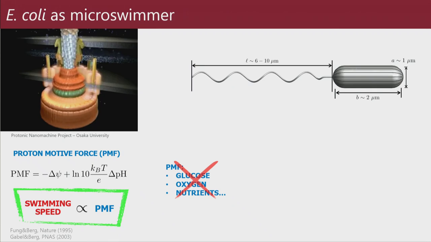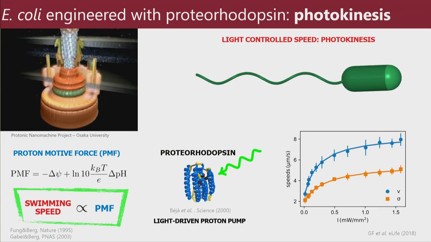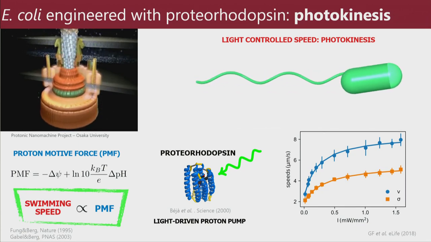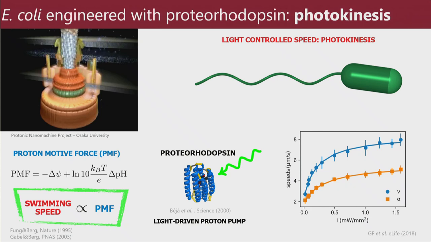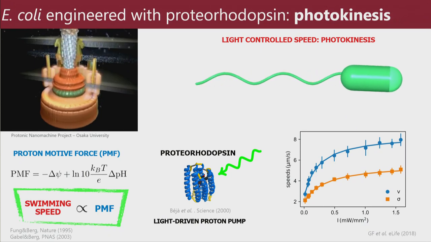However, what we can do is transform a plasmid into our bacteria and make them express an exogenous protein, proteorhodopsin. This is a light-driven proton pump, and it can use a photon to charge the PMF. So by shining light on a suspension of these bacteria, we can make them move again using light. Moreover, by controlling the intensity of light, we can also control the speed.